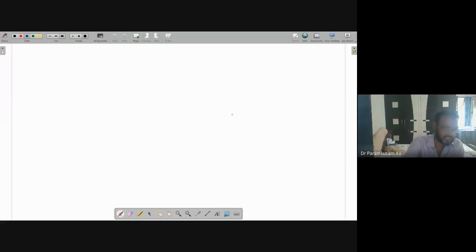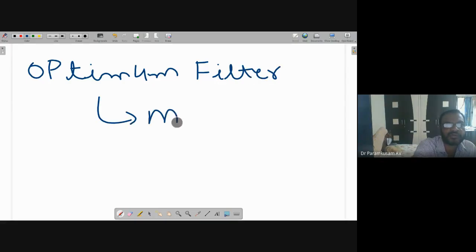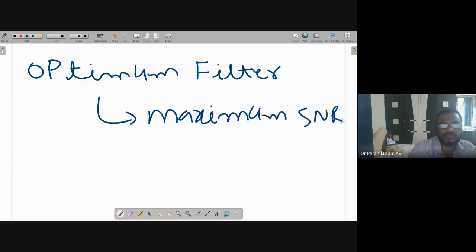In the previous class, we discussed the optimum filter. What is an optimum filter? It is the filter which gives maximum SNR. The filter which gives maximum SNR is called the optimum filter.